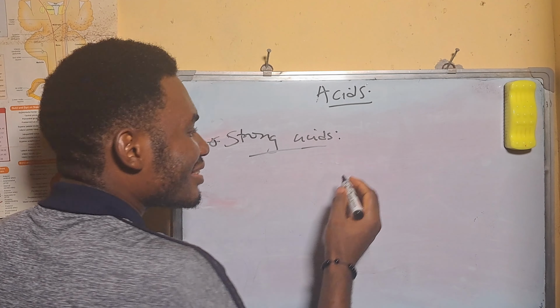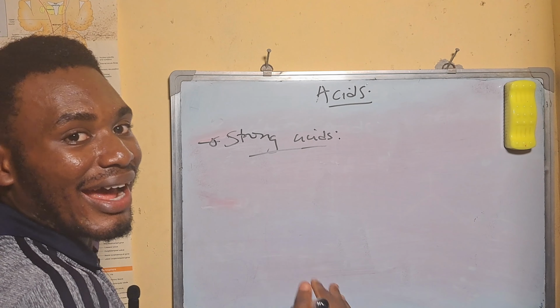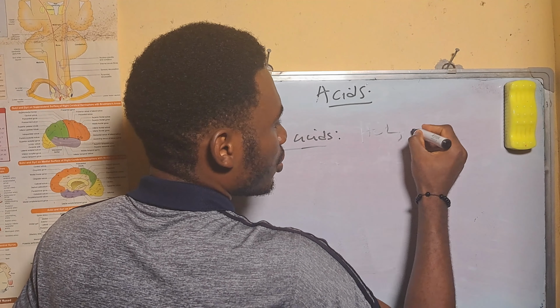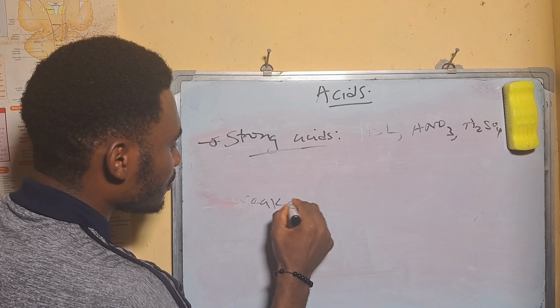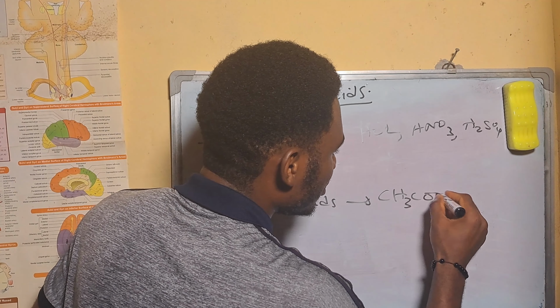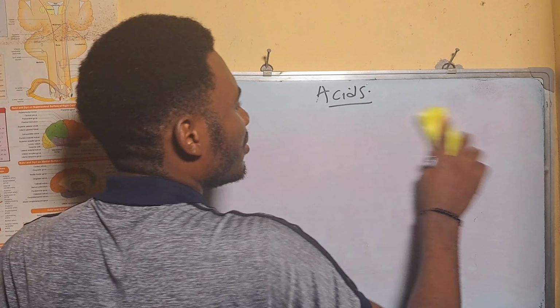Like I told you before, acids ionize in water to form a cation and an anion. And the cation is usually a hydrogen proton. Strong acids ionize completely, but weak acids ionize partially. Examples of strong acids are HCl, HNO3, and H2SO4. An example of a weak acid is ethanoic acid, which ionizes partially. So let's move on to how we form these acids.